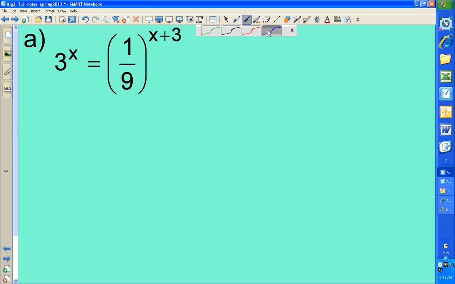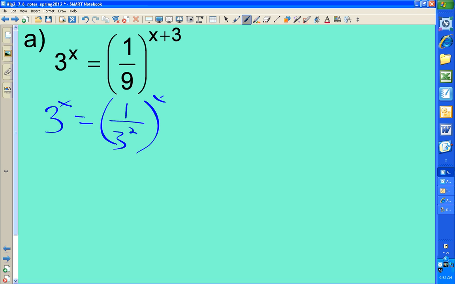How could I deal with the 9? Let's just look at the 9. 3 squared. This is 3 to a power. This could be written as 3 to a power. 3 to the x equals 1/3 squared, to the x plus 3. What can I do with 3 squared? Invert it, and the 2 becomes a negative.